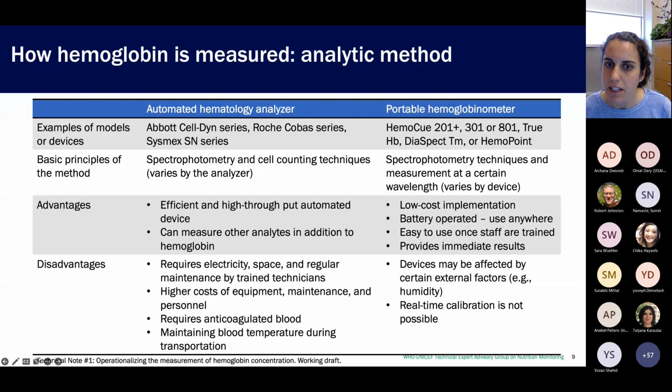Some disadvantages of the automated hematology analyzers also include that it requires anticoagulated blood and that there's a need to maintain the blood temperature during transportation. Some disadvantages of the portable hemoglobinometer include that the devices may be affected by certain external factors, especially things like humidity, and real-time calibration is not possible. Next slide, please.